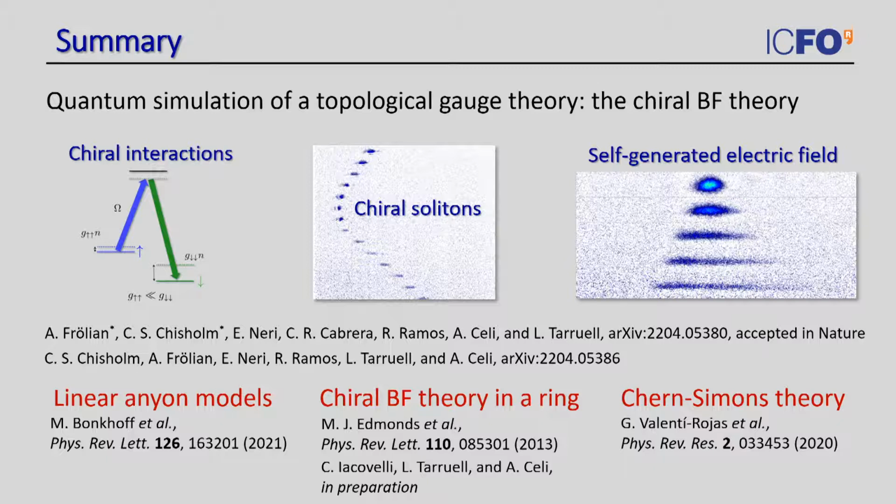And now this opens many interesting directions in which we can go in the future. So I told you our motivation to look at this Chern-Simons theory is that this is a gauge theory for anyons. Actually, in one dimension, you don't have true anyons, but you have what are called linear anyons. So these are matter fields that have anomalous commutation relations. And we know that this chiral BF theory is a theory for linear anyons. So we are thinking how we could probe that in the experiment.